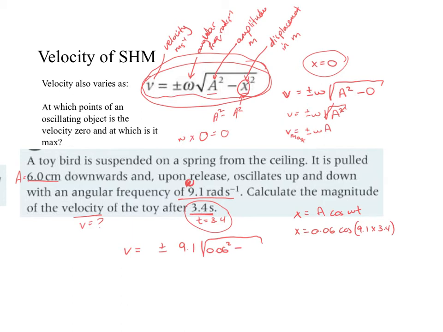Yeah, so that will be a value of about 0.0533 meters. And you should get an answer of plus or minus 0.25 meters per second. So the magnitude is this value, because it says calculate the magnitude of the velocity.